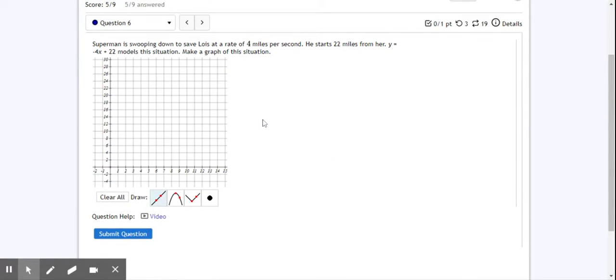Superman is going down to save Lois at 4 miles per second. He starts 22 miles away, so he starts at 22. Now he's going down 4 for each second. Down 4 miles for each second.